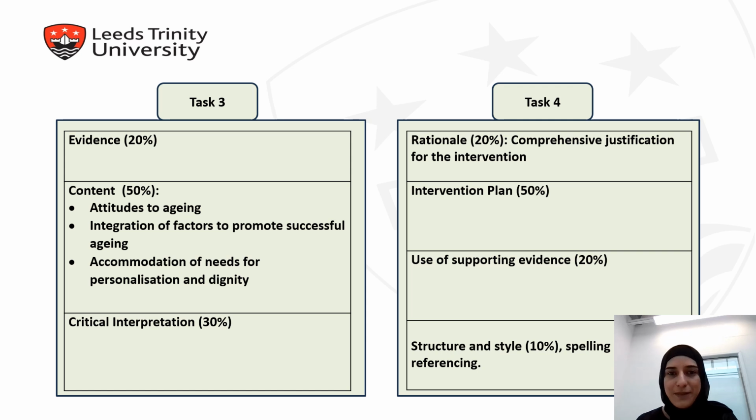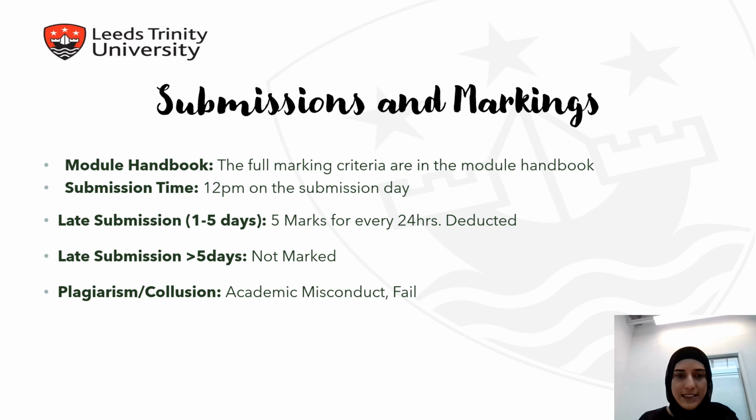Once again, I am repeating, you have to do 2 portfolios for this healthy aging module. Portfolio number 1 has task number 1 and task number 2, and portfolio number 2 has task number 3 and task number 4. For portfolio number 1, task number 2 is going to be a poster which you are going to present, and for portfolio number 2 there's task number 4 in which you're going to create an intervention plan, and again you have to present that as well. So that's all about assessments.